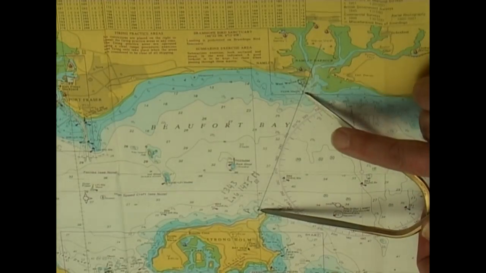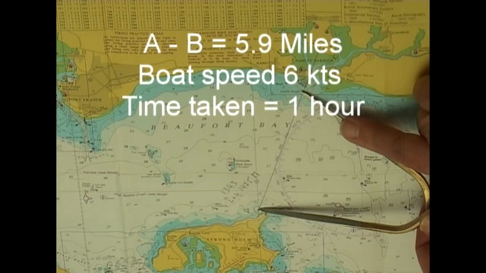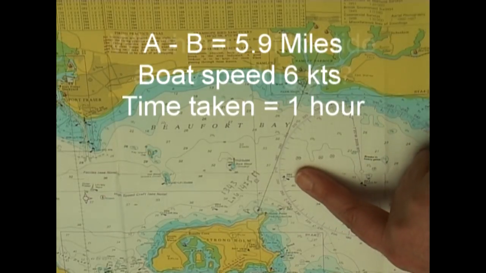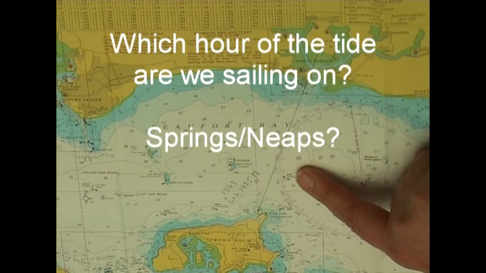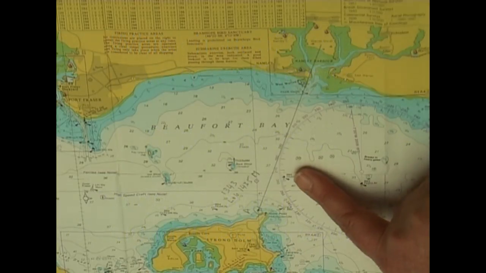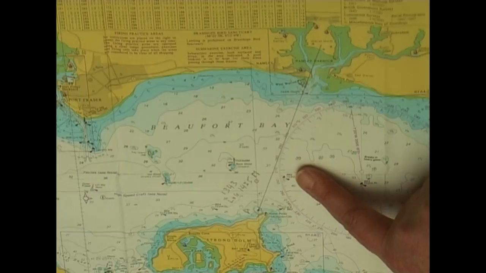Measured off against the latitude scale, that's just a fraction shy of 6 miles. So if we're going at 6 knots, it'll take us an hour. And we'll be affected by 1 hour of the tide. Now we need to find out which hour of the tide we're sailing on and whether it's springs or neaps. So we can look up the set and rate in the tidal diamonds on the chart or in the tidal stream atlas. I'm not going to go through the detail of this process as we've covered this in the videos, the tidal hour and tidal diamonds and the tidal stream atlas.